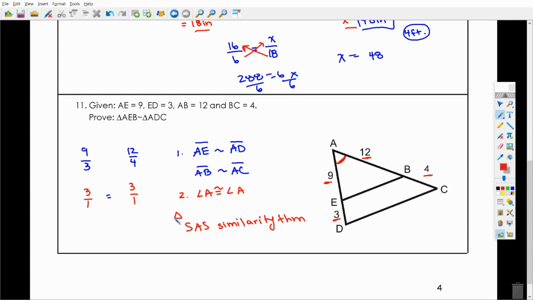And so we know that the two triangles are going to be similar. So triangle AED is similar to triangle ADC.